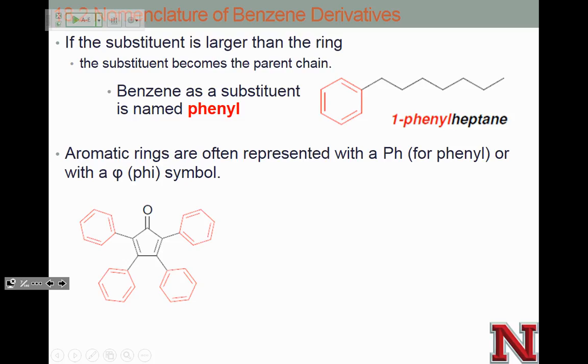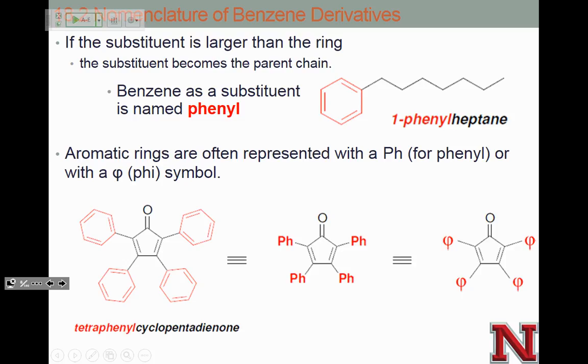Now you don't know how to name the ketone, so I wouldn't expect you to be able to name this one. Oftentimes when you have multiple benzene rings, they get a little daunting to draw. So oftentimes they'll be drawn instead with Ph's. Less common now, I don't see this terminology used as much, is a phi sign. But I don't see the phi sign used very much. The Ph is used a lot more. So when you see a Ph, that's a benzene. So this example would be tetraphenyl. And you wouldn't know how to name cyclopentadienone because you don't know how to name a dienone yet. But that's okay, you will later.